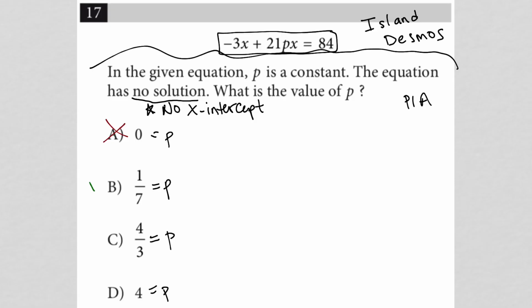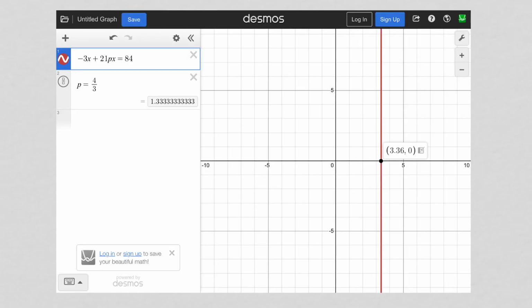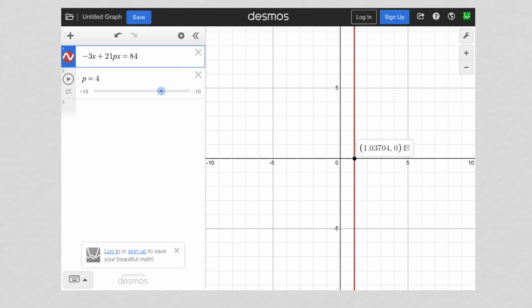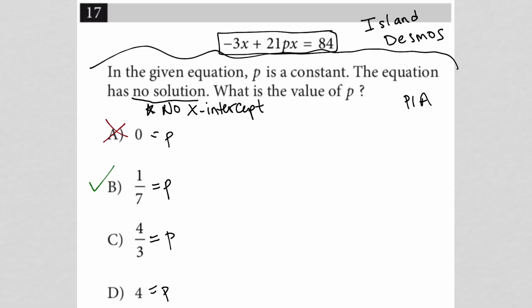So I believe that choice B is the right answer, but let's try choices C and D as well. When I set p equal to 4/3, you can see, again, I have an x-intercept. So that means that 4/3 cannot be correct. And when I set p equal to 4, I also have an x-intercept, which means p equals 4 can also not be correct. So now I'm fairly certain, in fact, I'm very certain, that choice B is the correct answer.